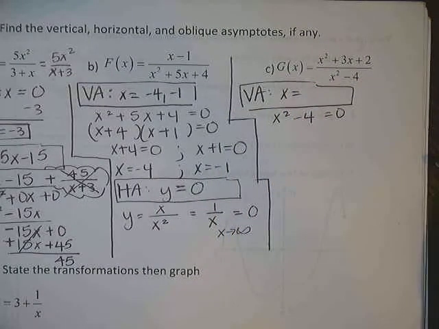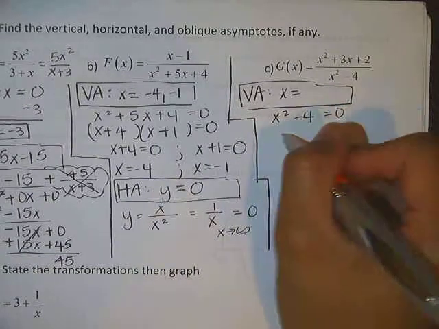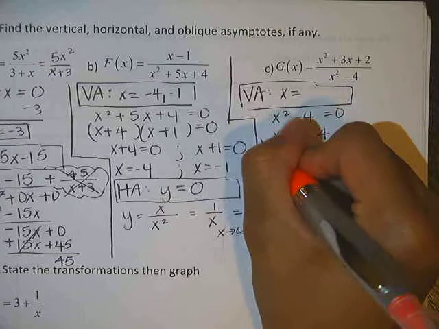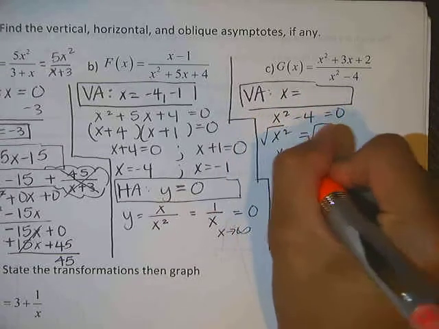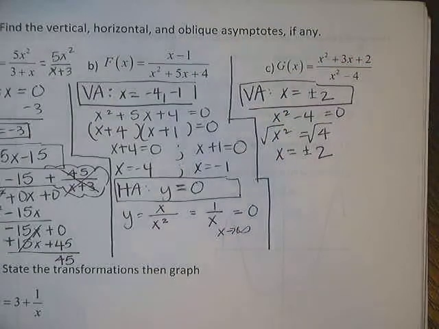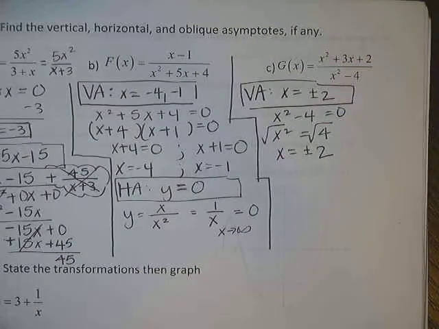You can solve this two ways. You can factor it out, or you can move the 4 over. So we can do it this way: you're going to take the square root of both sides. x equals 2. Don't forget the plus or minus 2. Those are your values for your VA. You have 2 of them.